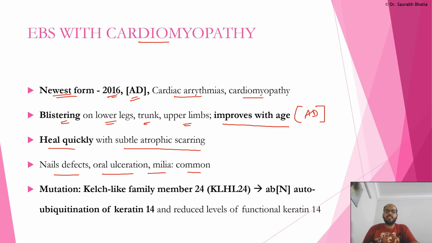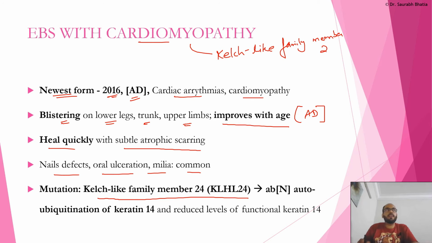Now here the mutation lies in the Kelch-like family member 24. So remember cardiomyopathy, Kelch-like family member 24. Okay. And this mutation leads to abnormal autoubiquitination of keratin 14 and decreased keratin 14. Now, what is ubiquitination?